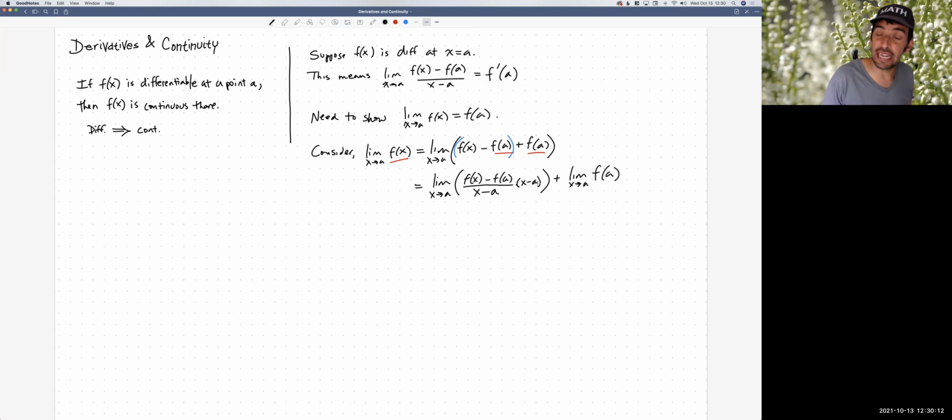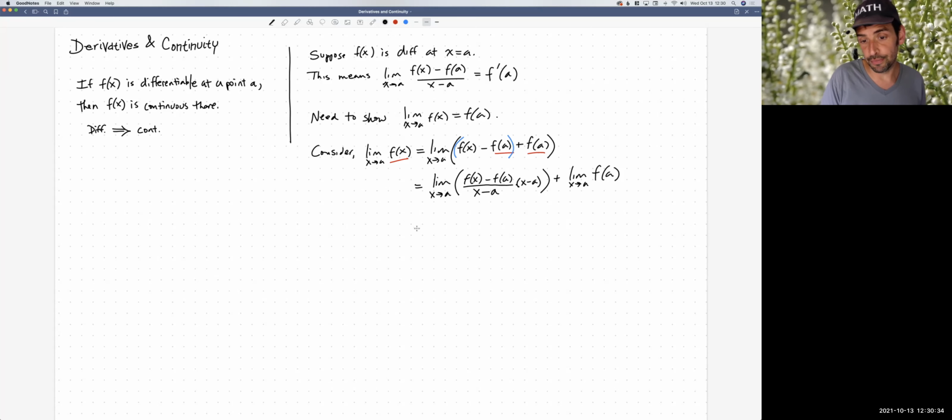This would be problematic if x could be equal to a, but the limit doesn't care. The limit looks at all the points where x is not equal to a. So this is a perfectly valid thing to do. It doesn't change the value of what's in there. So we've employed this trick now twice, where we want to manipulate things, but we can't change their value. So the first time we added 0, now I'm multiplying by 1.